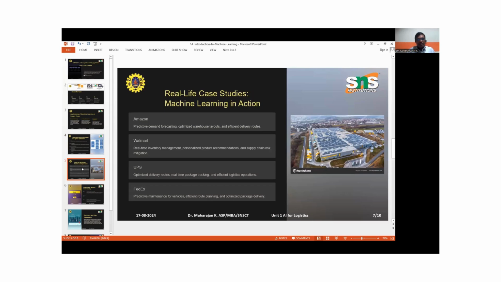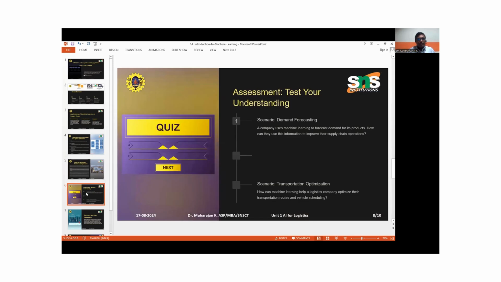For real-life cases, we can check that all these companies are using it: Amazon, Walmart, UPS, FedEx. All these companies are using machine learning in action for managing inventory and managing delivery. I think by now you have got a fair idea of what machine learning or artificial intelligence is and how it is applied in supply chains. Now you can check your understanding.